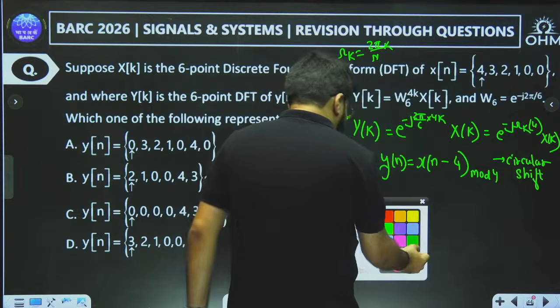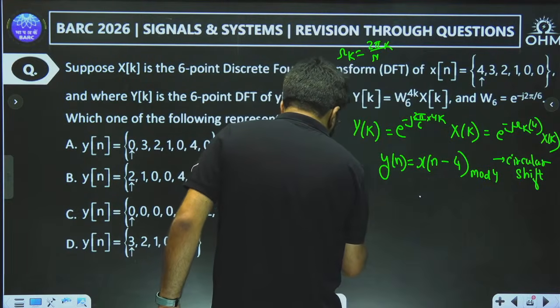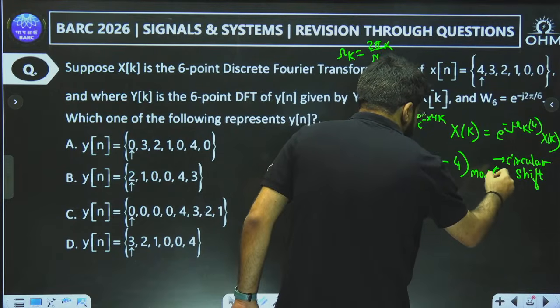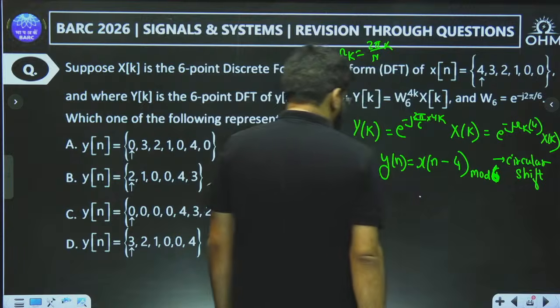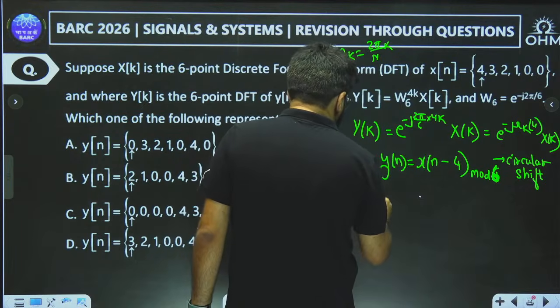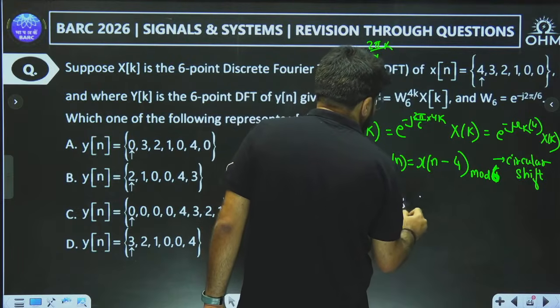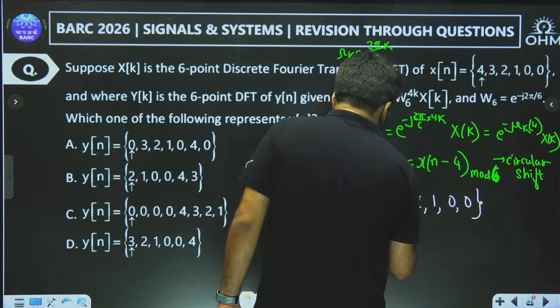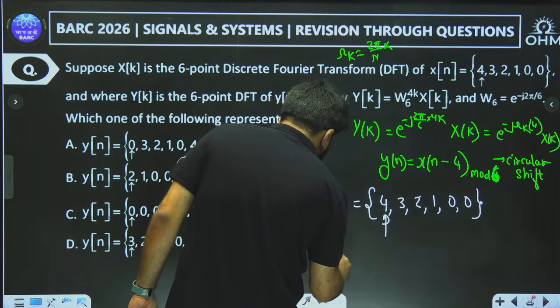So xn is given to me. Let me write down the given data. x of n minus 4 mod 6. The length, or the period of the signal, is 6. Modular shifting. Now, xn given to me is 4, 3, 2, 1, 0, 0. What is x of n minus 4?